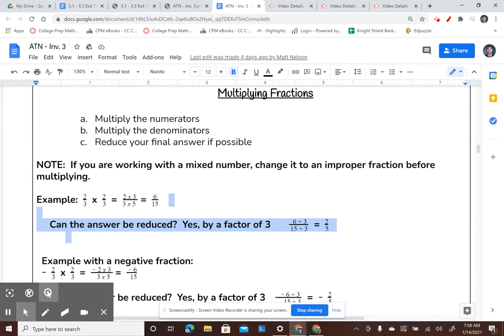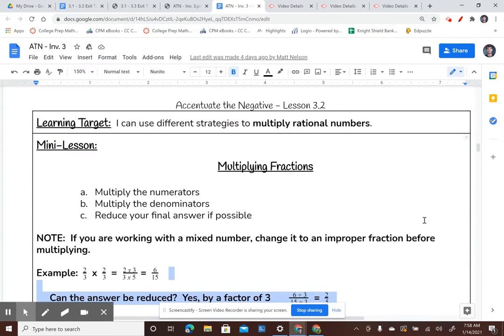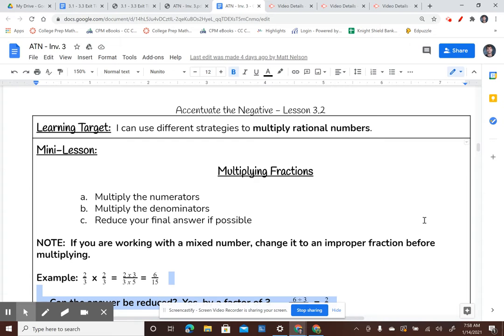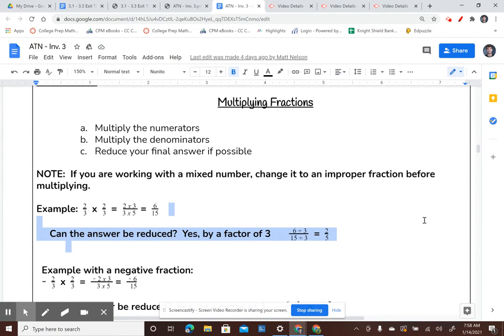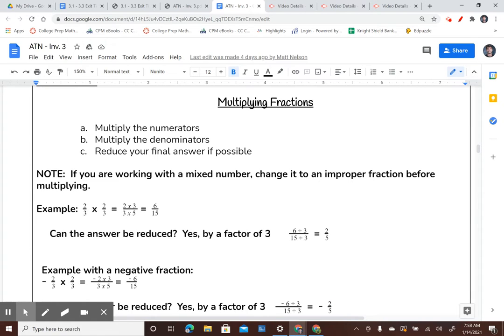All right, so now we're looking at the second section here, which is 3.2. Here we're using different strategies to multiply rational numbers. And so when we're multiplying fractions, for example, we're going to multiply the numerators, multiply the denominators, and then reduce our final answer. So I have noticed that there is a bit of a mistake here in this packet.